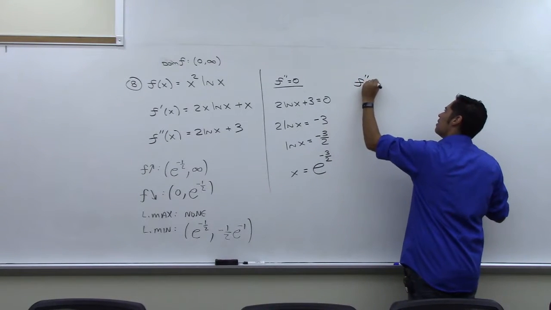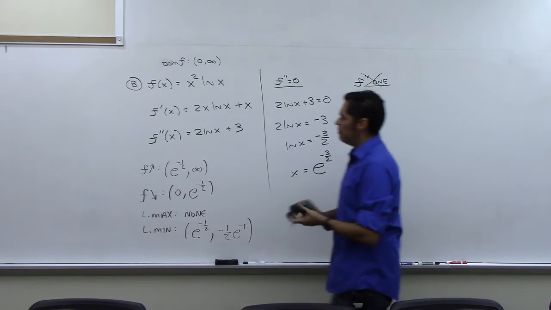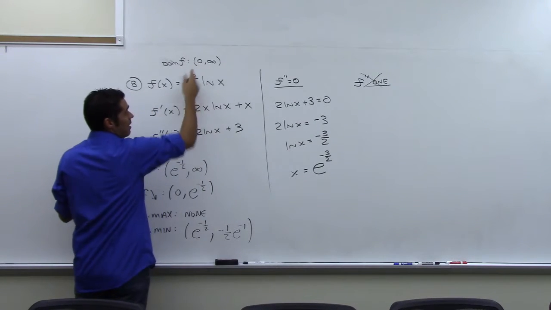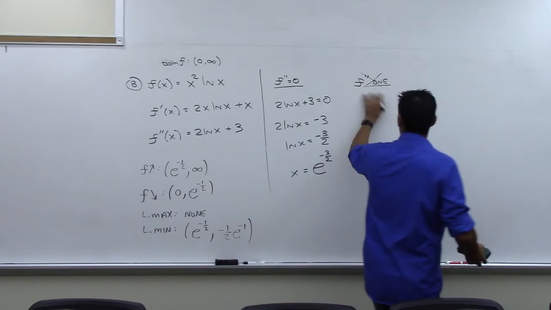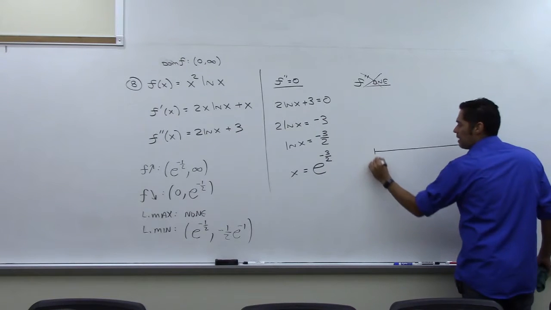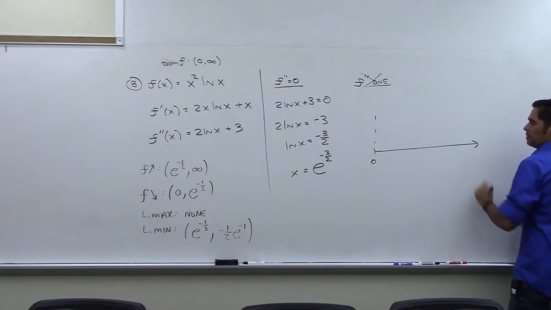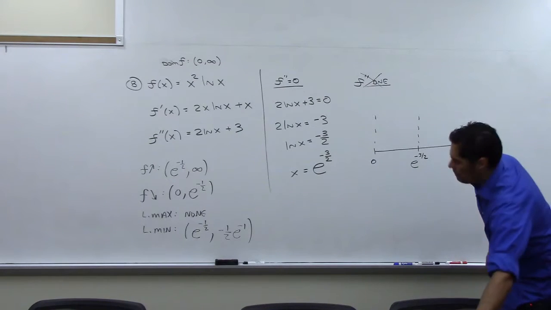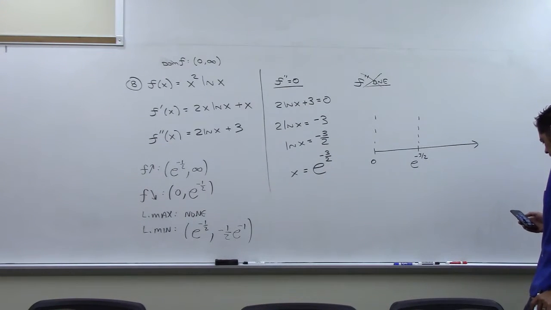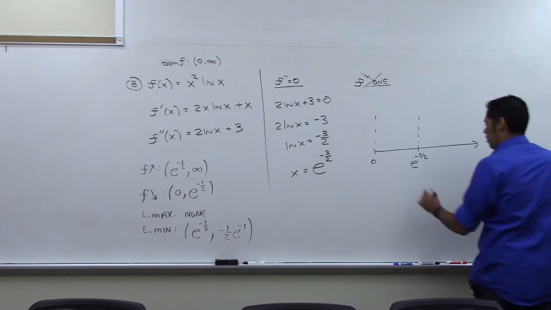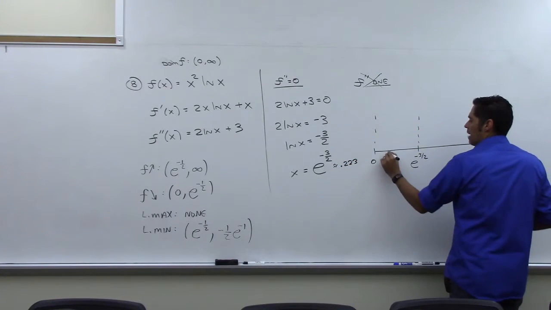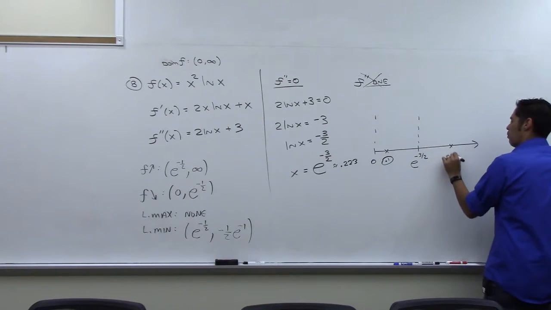Where does the second derivative not exist? Well, that's not going to happen. That's nothing we need to worry about, because the one place it's going to cause trouble is 0, and I'm already going to have that on my number line. So it's okay to just say, no issues. Because I'm already putting 0 here, that's all right. And then e to the negative 3 halves is somewhere. This is approximately 0.223. So again, I can pick something like 0.1, and I can pick 1.